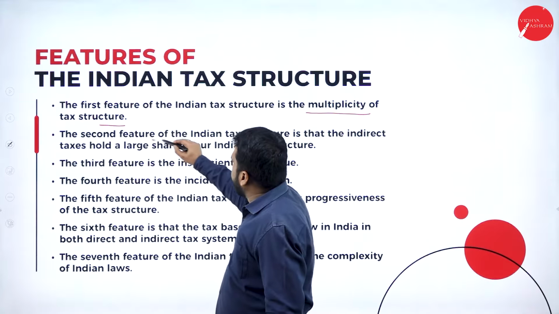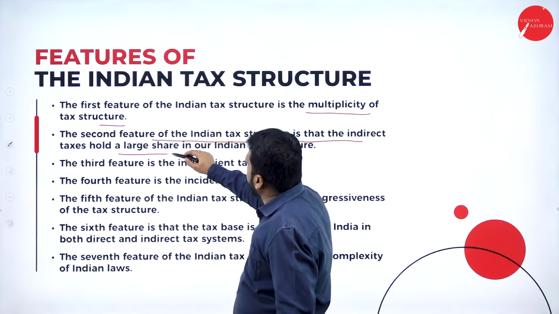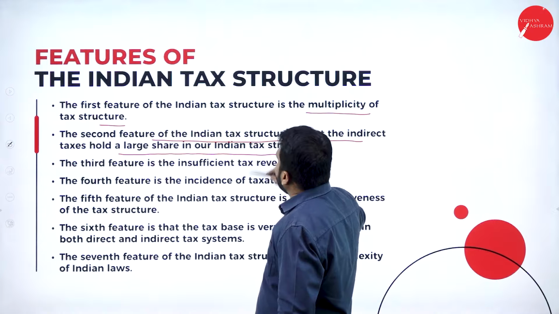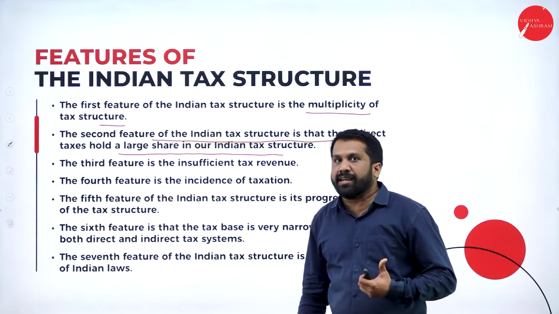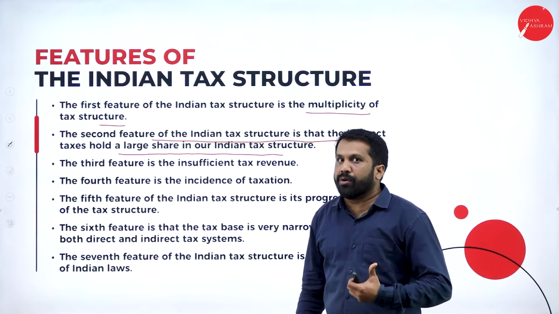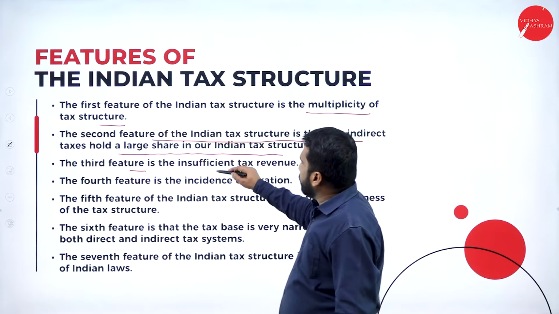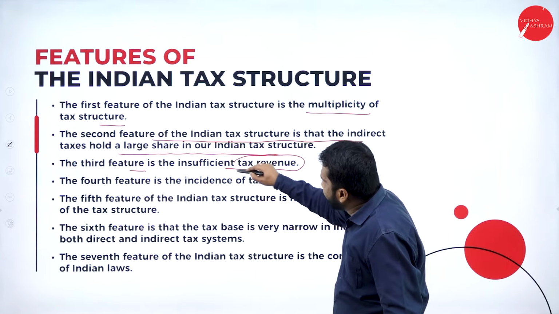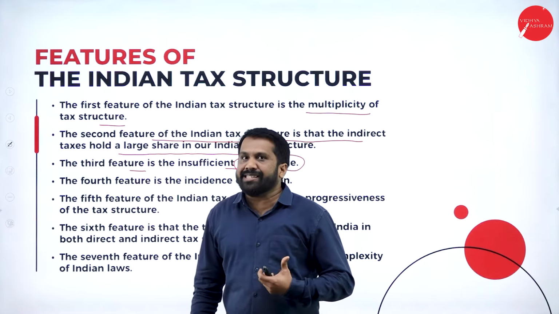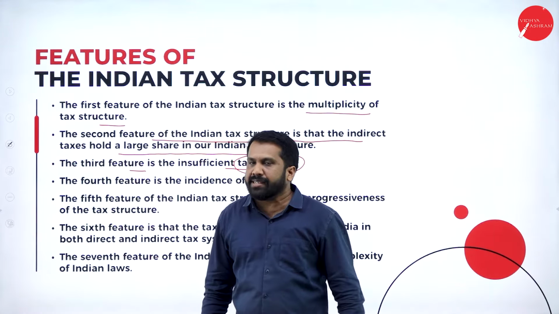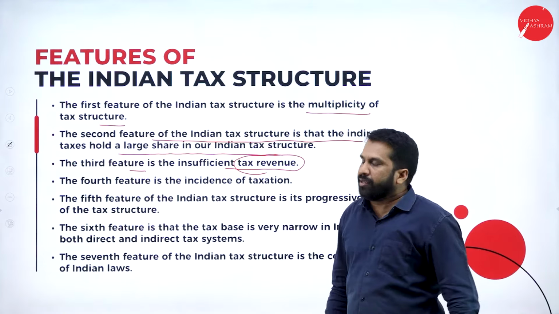Now, the second feature of the Indian tax structure is that indirect taxes hold a large share in our Indian tax structure, because indirect tax collects more tax and more revenue. And the third feature is insufficient tax revenue. The collection of tax portion will be less compared to your direct tax.